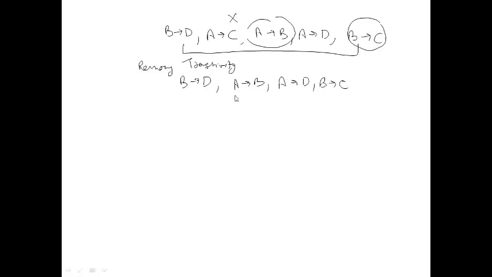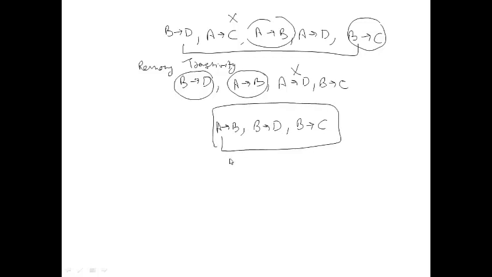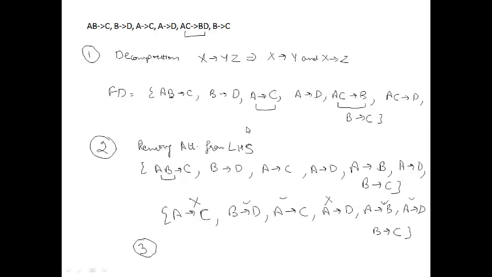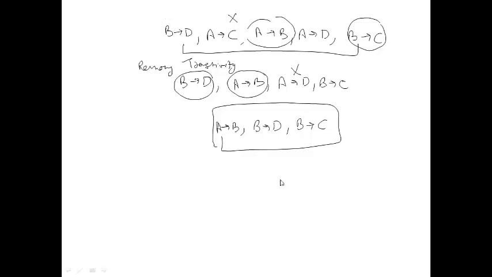Now A can determine B, B can determine D. So using these two, I can determine A to D, so this is also redundant. It will be A determining B, B determining D, B determining C. So these are the FDs in the canonical cover of the previous FD set. All the intermediate FD sets are equivalent to this. So this is the minimal FD set. Okay, thank you.